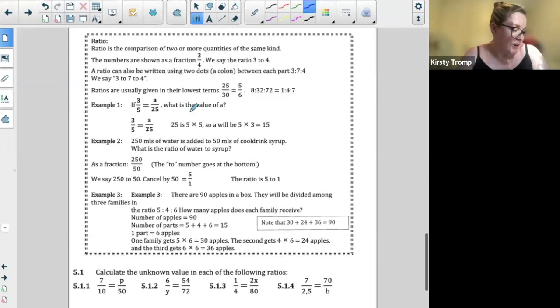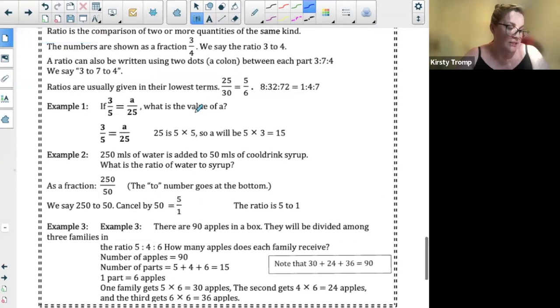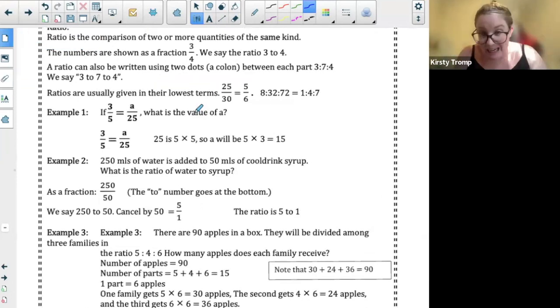Let's have a look at ratios. When we're looking at ratios, we're comparing two or more quantities of the same kind. So with rates, we were looking at different kinds. With ratios, we're looking at the same kind. The numbers are shown as a fraction, so 3/4. We say 3/4. A ratio can also be written using 2 dots, as in a colon, between the pair.